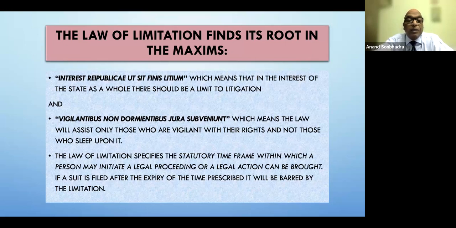What it says, the law of limitation specifies the statutory time frame within which a person may initiate a legal proceeding or a legal action can be brought. If a suit is filed after expiry of the time period prescribed, it will be barred by limitation, which means on the grounds of limitation, the honorable courts or the tribunals, as the case may be, we have found it many times that such legal proceedings have been dismissed. Let's move.